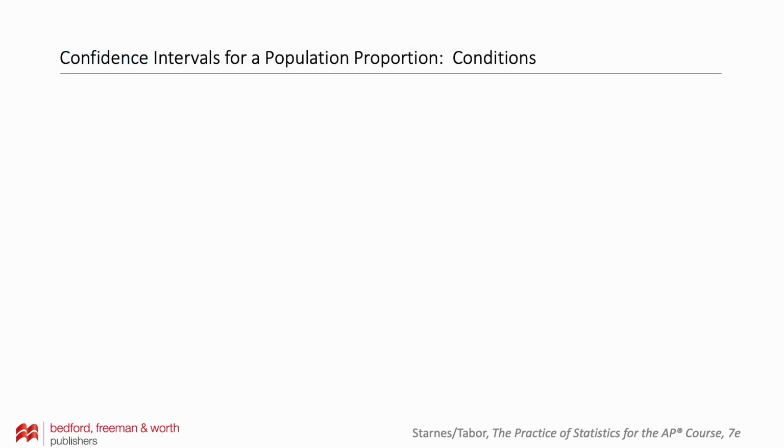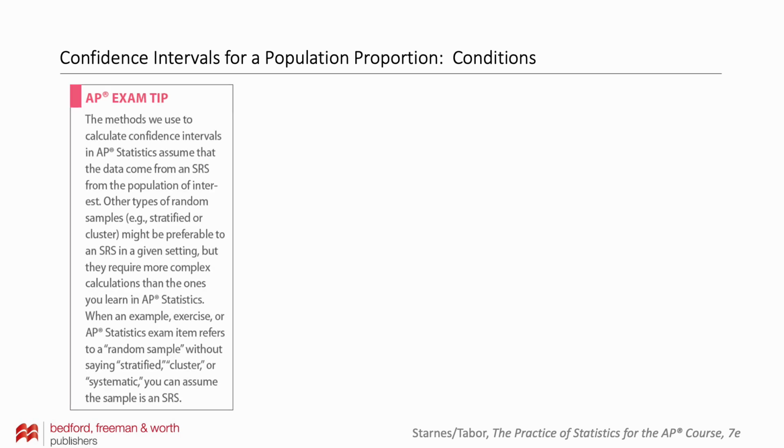When we are working with a confidence interval for a population proportion, we need to make sure 3 conditions are met before moving on to calculating our interval. In AP Statistics, we will assume that the data comes from a simple random sample from the population of interest. Other types of random sampling use more complex calculations than the ones learned in AP Statistics. So when a problem refers to a random sample and does not mention other types of samples, we can assume that the sample is a simple random sample.